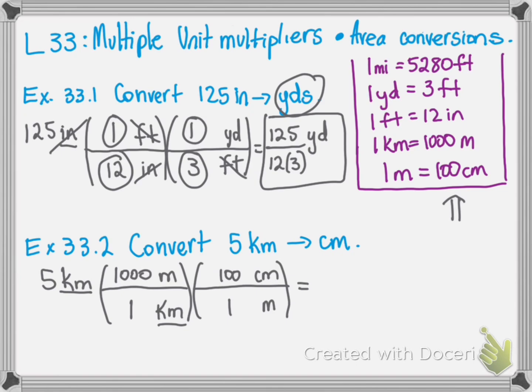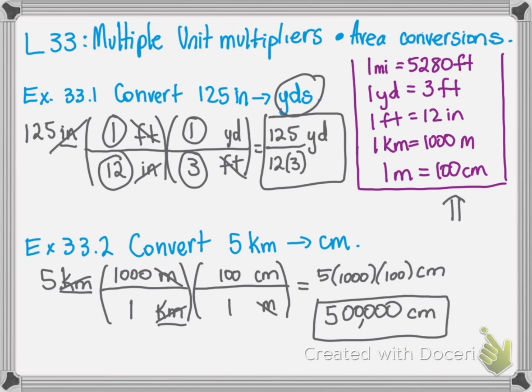And again, what we have to do is just multiply 5 times 1,000 times 100. The units cancel each other because there's one on the top and one on the bottom, and that will be centimeters. Now this is an easy simplification that we can multiply in our minds. So I just put the 5 zeros, and the answer will be 500,000 centimeters. So 5 kilometers is the same as 500,000 centimeters.